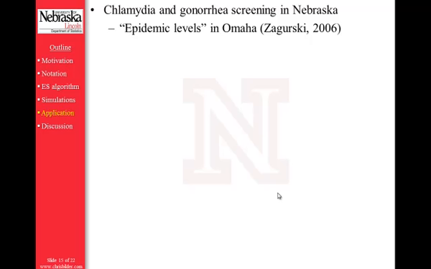This is going back to the chlamydia and gonorrhea screening in Nebraska. These diseases are important in Nebraska because they've been characterized as being at epidemic levels in Omaha. And the screening in Nebraska is done as part of the CDC's Infertility Prevention Project. This is a nationally implemented program. Every state participates in it. And the purpose of the program is to assess and then hopefully reduce the prevalence of gonorrhea and chlamydia in our population.